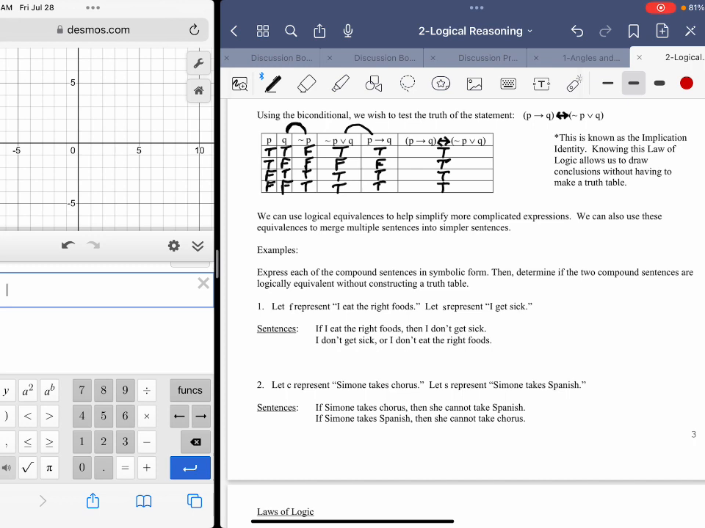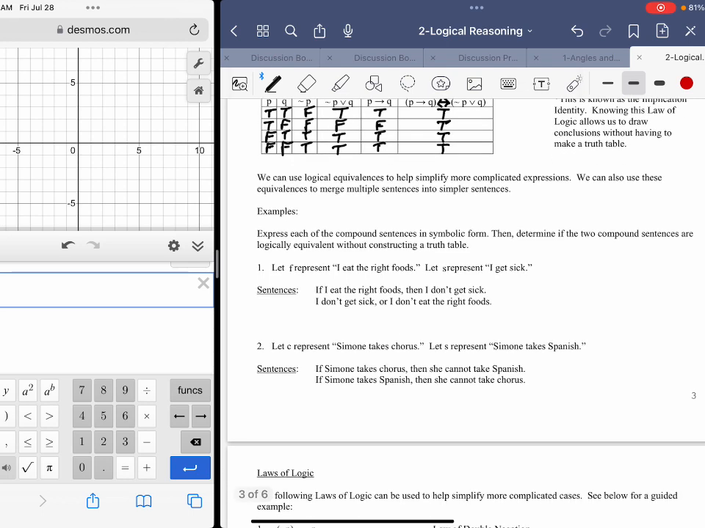All right, so I'm looking at this example here. Now, really, at this point, we're just taking sentences and putting them in symbolic form. And I'll talk to you a little bit more about laws of logic, and then we'll be able to apply the laws of logic to sentences that are in symbolic form, or that we put in symbolic form. So F represents I eat the right foods. S represents I get sick.